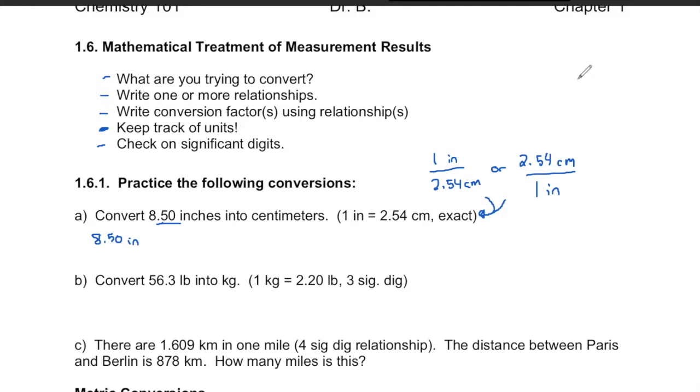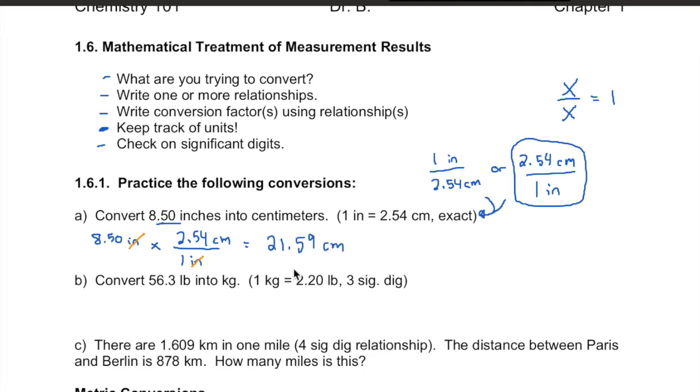on the bottom. The reason you're writing it like this is because you have two things that are equal, and if you have a numerator and a denominator that are equal, you have something that's equal to 1. And we can multiply this length, 8.50 inches, by something that's equal to 1 and not change the length that we have. The one we're going to choose in this case is the one on the right because it has inches on the bottom. So if we multiply this, the inches will cancel and we'll be left with centimeters. So that gives me 21.59 centimeters.